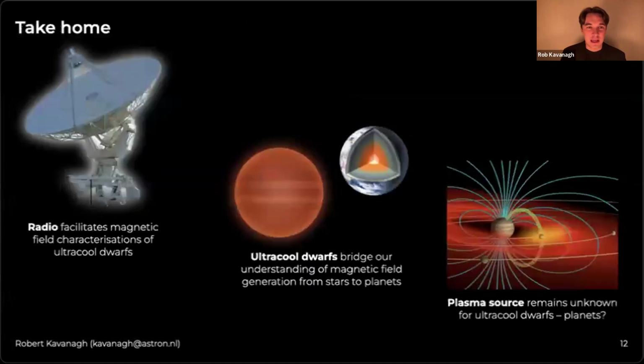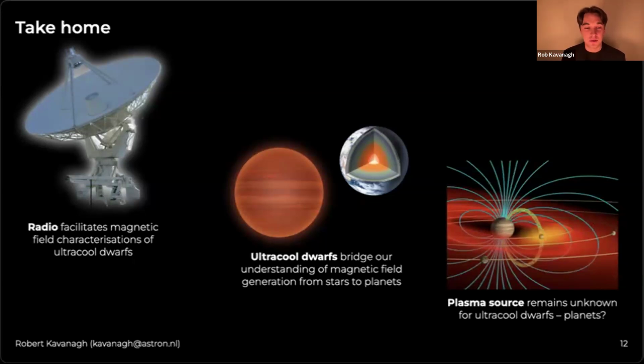And so my time is coming to an end. So I'll leave it there, and I'll leave you with these take-home messages in case anyone is just waking up from a nap. So we can characterize magnetic fields very nicely using radio observations, and ultra-cool dwarfs present this nice opportunity to bridge our understanding of magnetic fields from stars to planets in this period where we can't actually detect exoplanets directly.